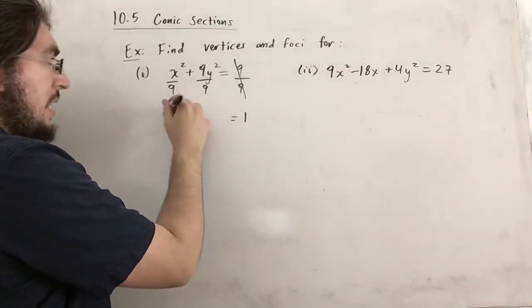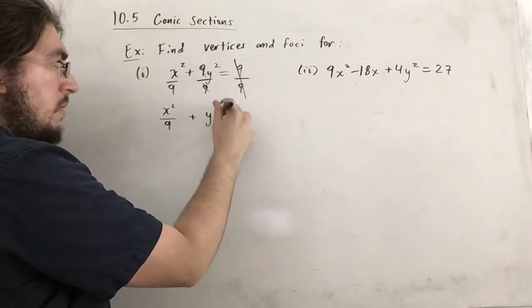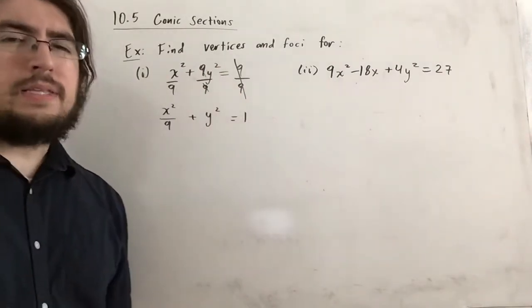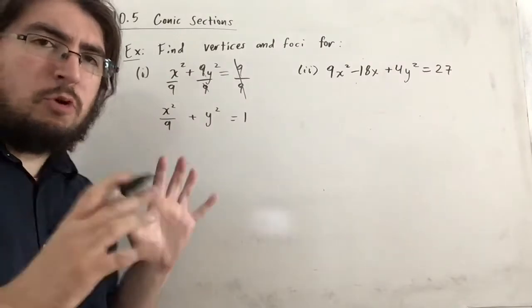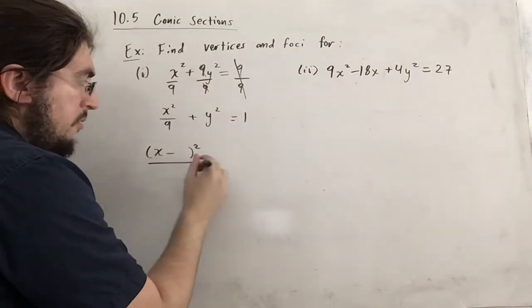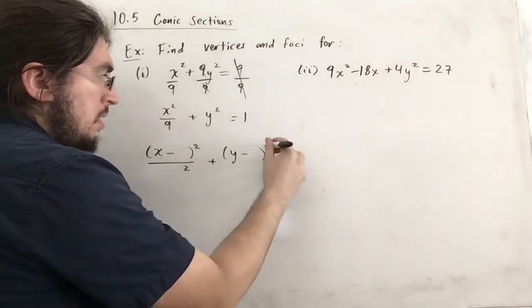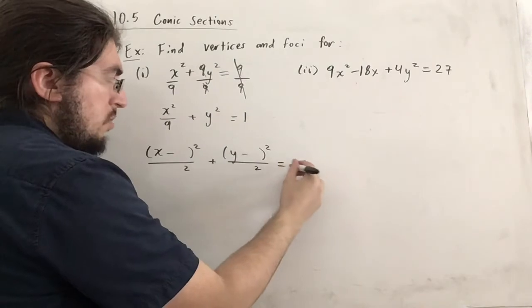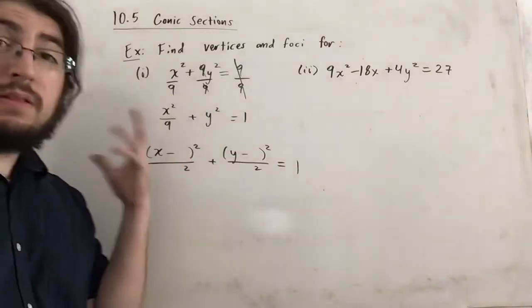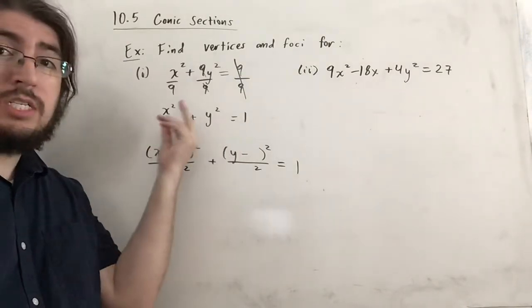Here we'll have x squared over 9. These actually cancel too, so we just get y squared. Okay. Now, remember that the form we want specifically was x minus h squared over something squared plus y minus k squared over something squared equals 1. So let's fill in the blanks here. Notice x minus 0 and y minus 0 is just x squared and y squared.